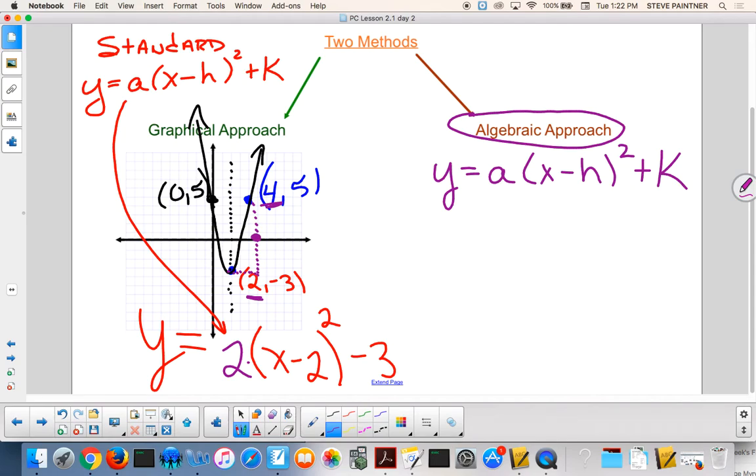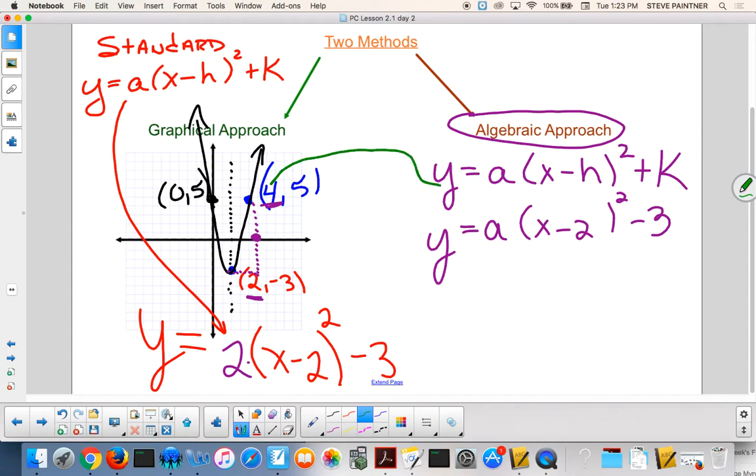Okay, ready? Which way did we slide? Right 2, so that's -2. You know you slid down 3, okay. So you're almost done, guys. You're just missing what? You're missing A. Okay. Well, how do I get A algebraically? Aaron? We should plug in a point. Which point do you want me to plug in? 4, 5. Although this might be an easier point because it's got 0 in it, but let's just go with 4, 5.